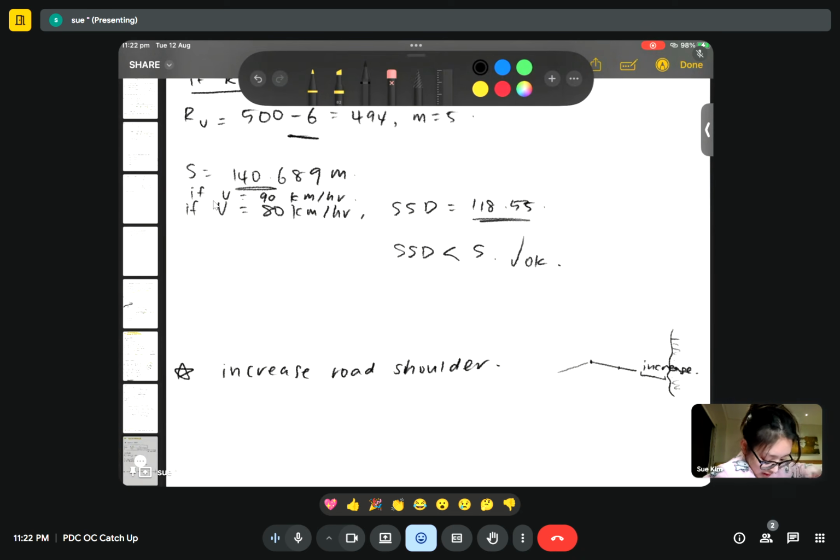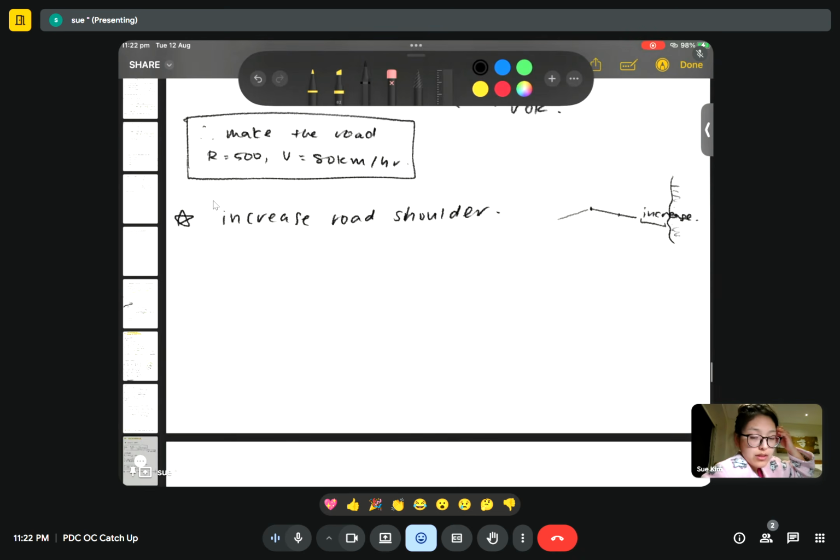Yep, so that means if we make the road radius 500 and speed equals 80 km an hour, then this road will satisfy.